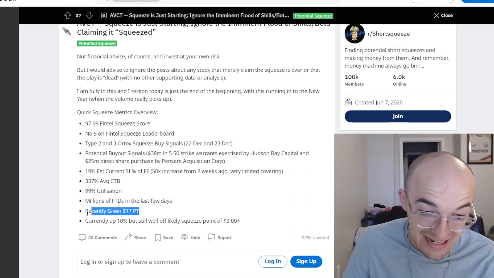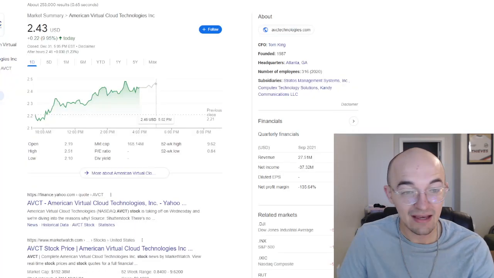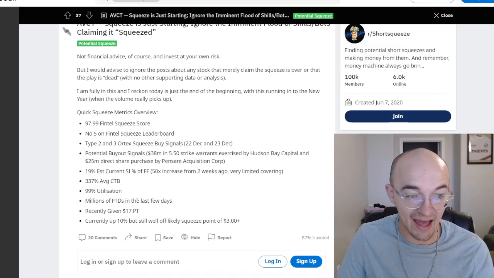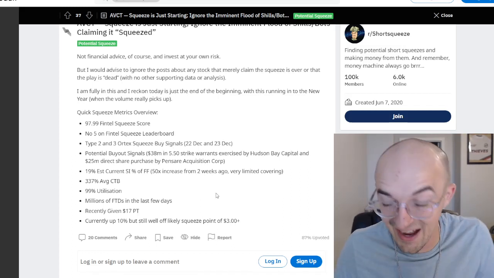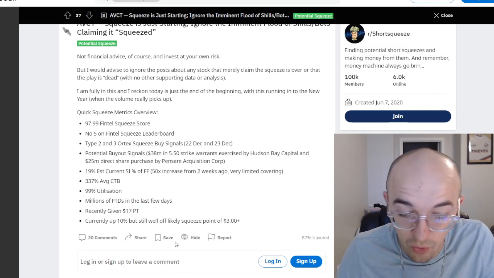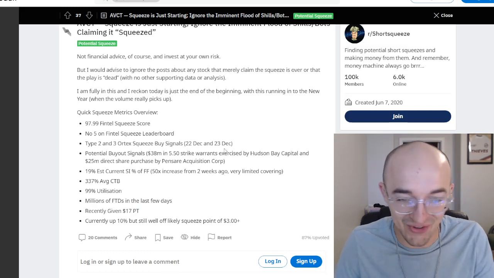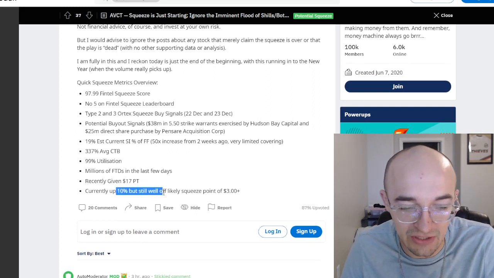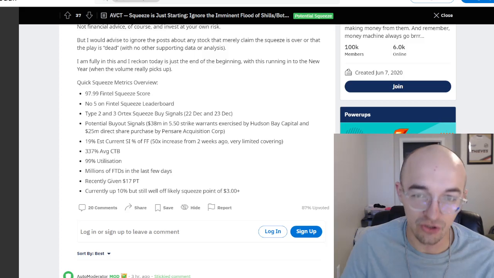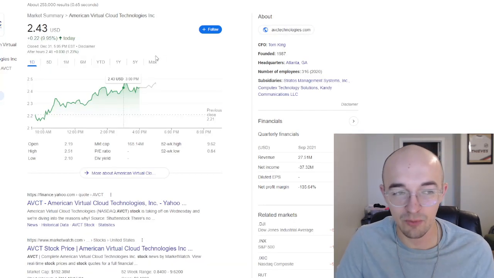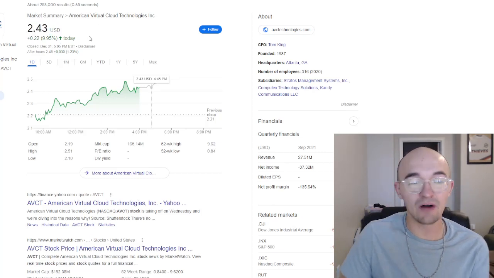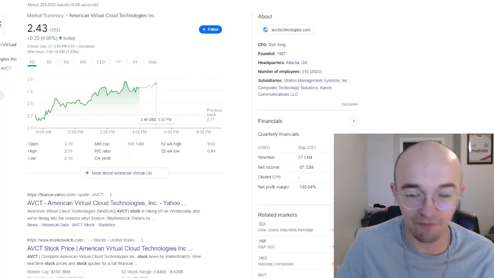Recently given a $17 price target. Again, we are at 2.43 right now. So a price target like that, $17, is significantly higher than where we are right now. And if we saw a push to $17 in the short term, that would absolutely be the short squeeze. Then currently up 10% today, but still well off likely squeeze point of $3+. So this guy is claiming he thinks the squeeze point is going to be $3+. Again, we still have a ways to go from that. We're still 57 cents off of that. That would still be a very, very significant jump from 2.43.